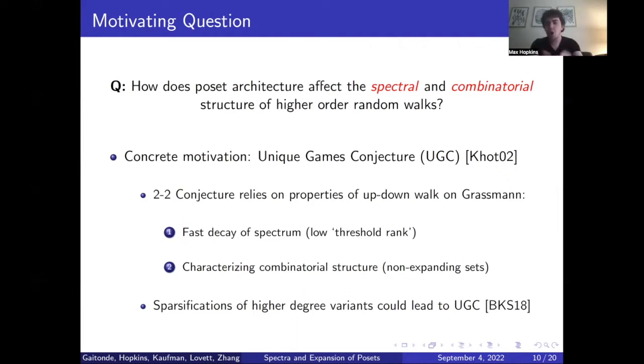And there's a reasonable hope. There was an approach proposed towards getting further towards the unique games conjecture by Barak, Kothari, and Steurer, which basically said, if we could have some more general understanding of this type of result, maybe on higher degree variants of the Grassmann or more general objects or sparsifications of these objects, there might be some way past 2-to-2 towards the unique games conjecture. So there's some concrete motivation of understanding how these things change with different poset architectures towards proving the UGC. I won't go into much more detail than that, but that's the concrete motivation for understanding this type of structure in posets.